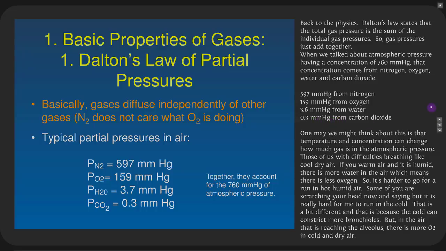I should say one way we might think about this is that temperature and concentration can change how much gas is in the atmosphere, or how much gas is contributing to the atmospheric pressure.